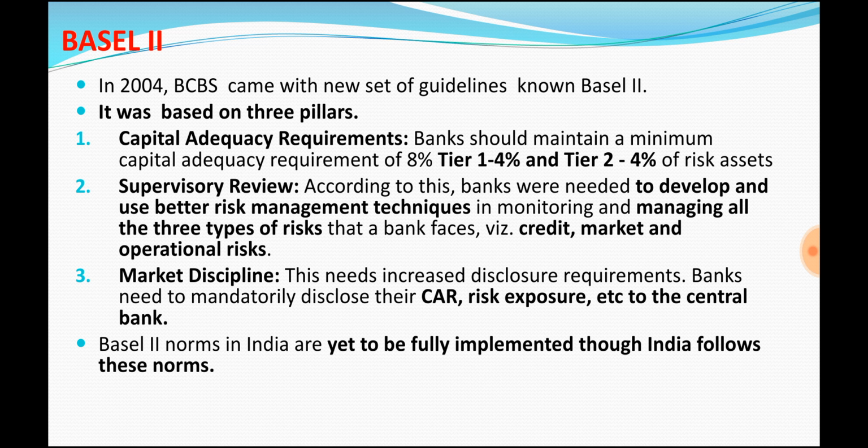The bank also should be transparent in its dealings, so that it will help to solve the problem. For example, a bank says that I am having 8% capital adequacy, but it won't have enough tier 1 capital, so the bank might face some risk. So that is why market discipline, that is, the bank has to make mandatory disclosure of all these facts. Okay, so these three are the pillars of the Basel II norms.